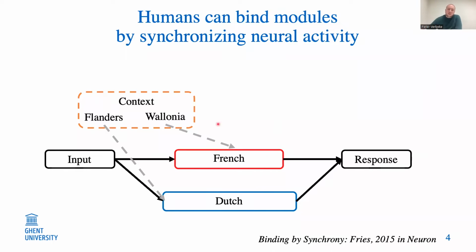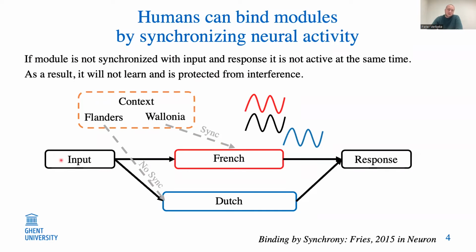But of course, then the question is how activity flow through each module is mechanistically guided. And for this, we rely on a theory in neuroscience, the binding by synchrony theory, which argues that neural activity oscillates. So it has this wave-like pattern, and neurons that oscillate in synchrony are communicating, while neurons that are oscillating out of synchrony do not communicate. Hence, the only thing that the agent has to do to speak and learn French without overwriting Dutch is to synchronize oscillations in that French module with the input and output layers. So the idea is that if the model is not synchronized with the input and response, it is not active at the same time. And as a result, it will also not learn and is protected from interference.